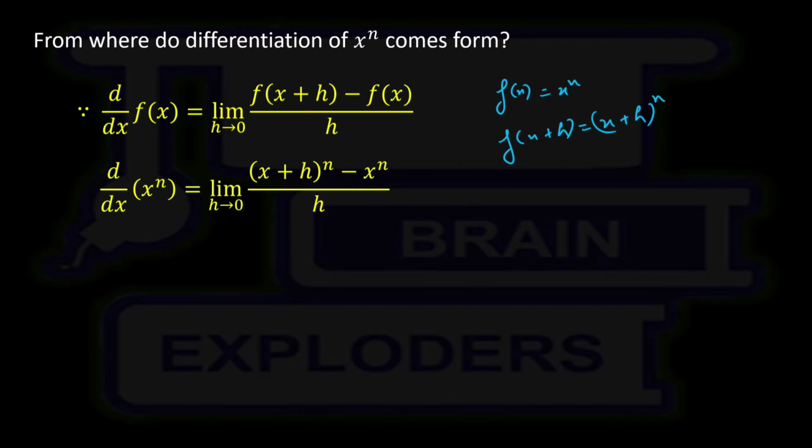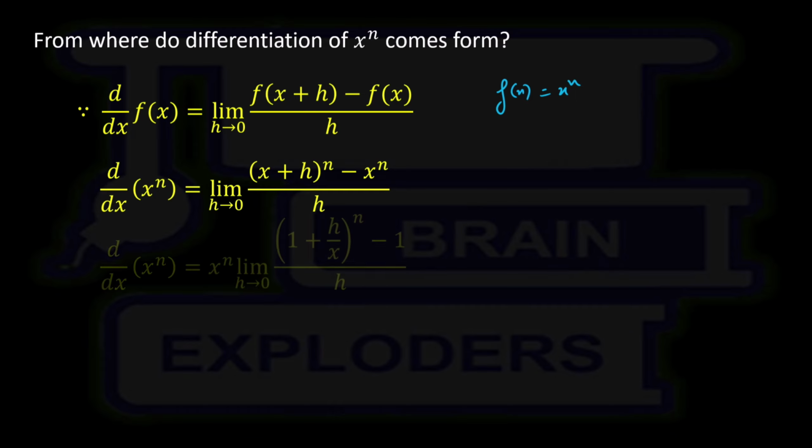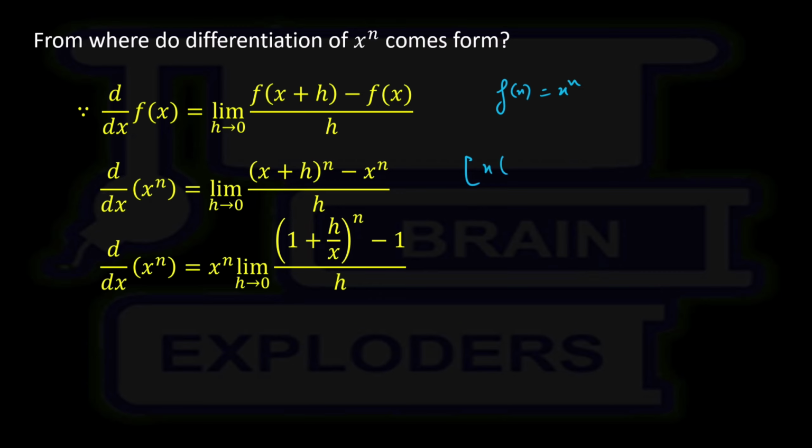So we get this expansion over here, this relation over here, right? So if we continue to solve this, we can take x raised to the power n common. How have we taken it common? We can take x common from x + h, so we get (1 + h/x) whole power n, which is equal to x^n times (1 + h/x)^n, right?